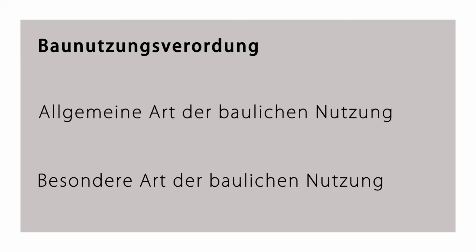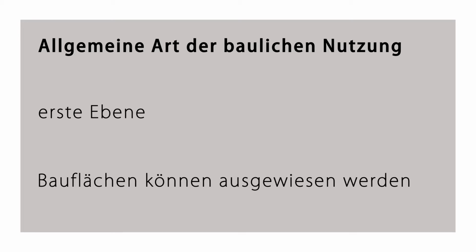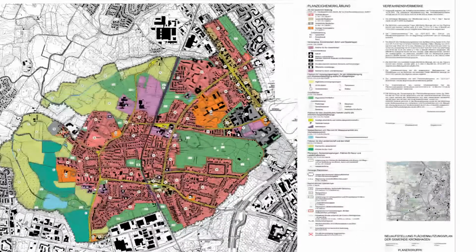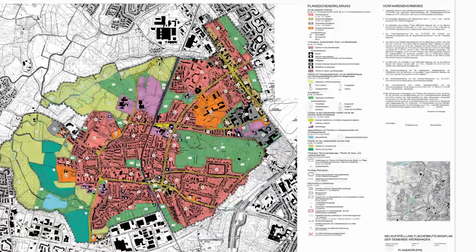The Art der baulichen Nutzung is divided into two levels, the allgemeine Art der baulichen Nutzung and the besondere Art der baulichen Nutzung. The first level is the allgemeine Art der baulichen Nutzung. It is used to define Bauflächen in the Flächennutzungsplan. First, we will look at the allgemeine Art der baulichen Nutzung. In the Flächennutzungsplan, the different areas relevant to urban planning, such as building areas, but also traffic and green areas, are represented by colors.